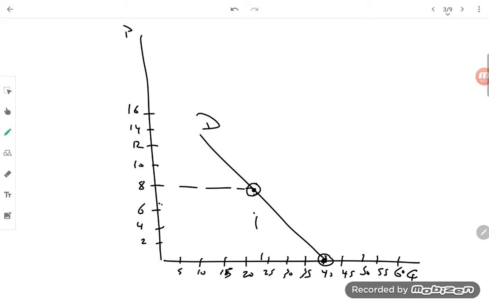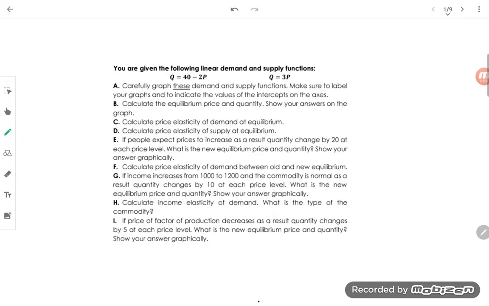With respect to supply, when price is 0, quantity is 0. And when price is 8, quantity is 24. So this is the supply curve. The point of intersection of demand and supply is the point of equilibrium at 24 and 8. So this is number 1.